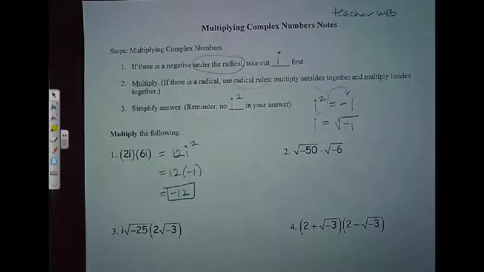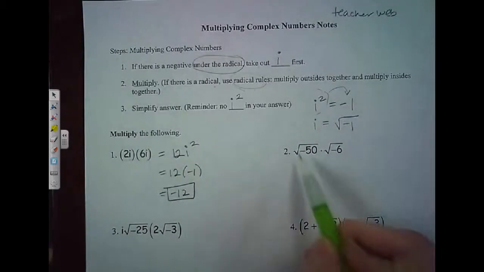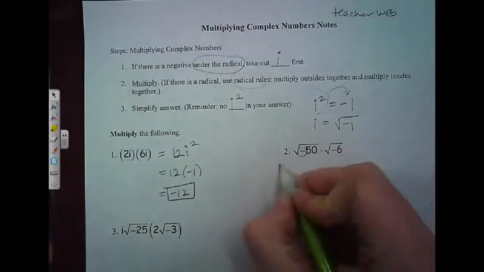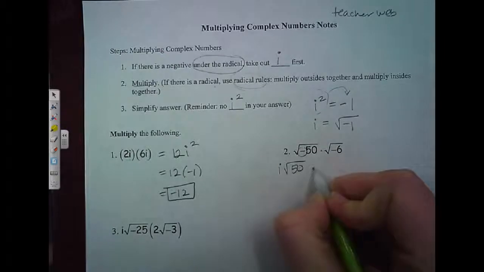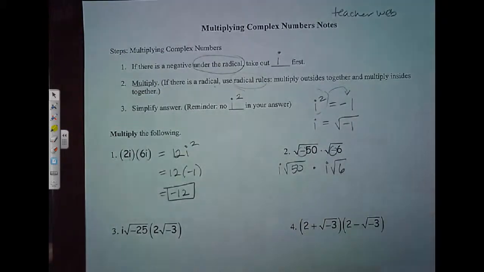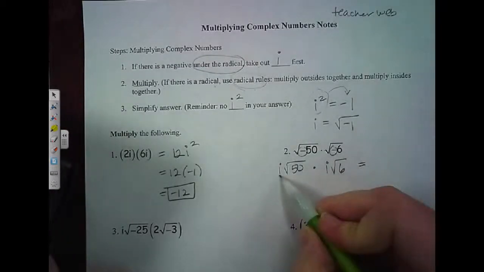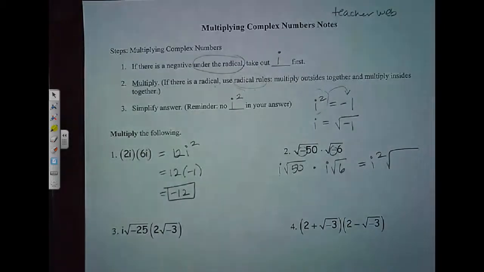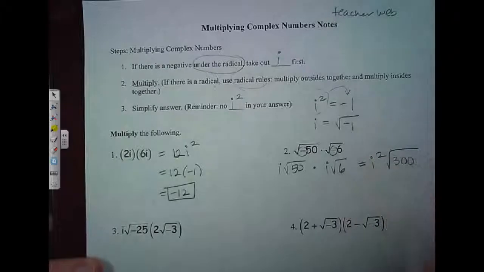Number 2, so this is the kind you have to look out for. If you see a radical, you have to pull out the i first. So this is i square root 50 times i square root 6. Okay, it gives you a different answer if you don't pull the i out. It gives you an incorrect answer. Okay, so then let's multiply. So I have i times i is i squared. And then if I do 50 times 6, I get square root of 300.